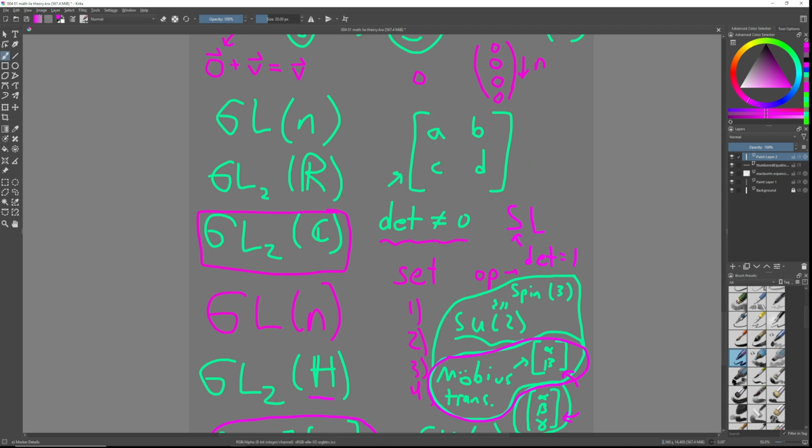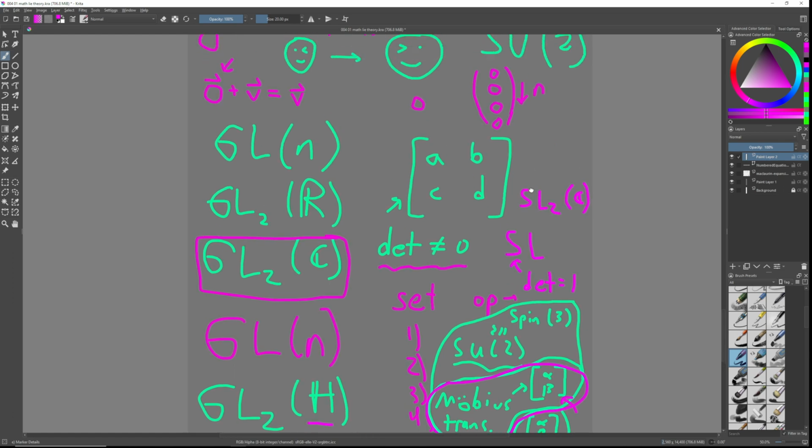And that's particularly interesting over the complex numbers, SL2C, which is of particular interest. It's rather complicated as well. But anyway.